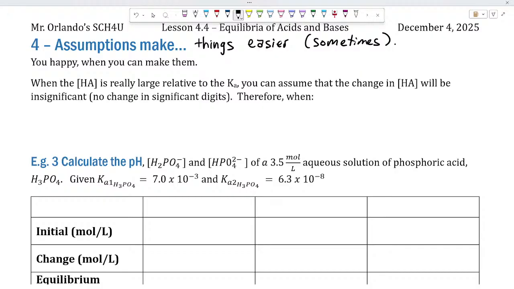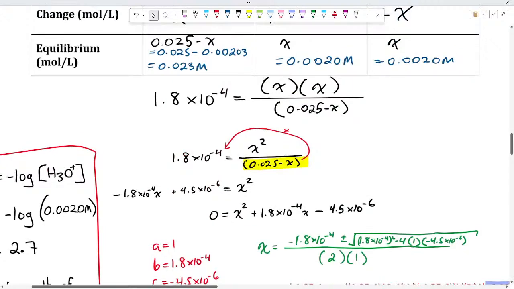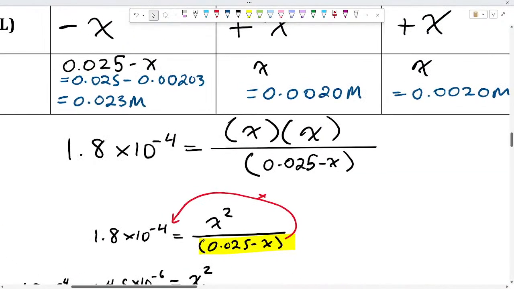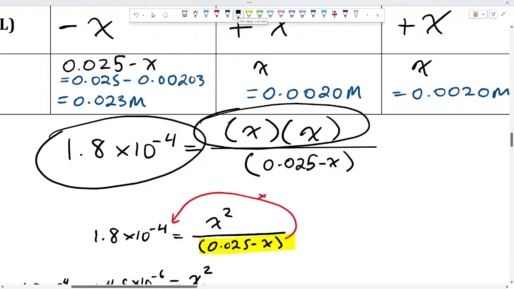Now, can everyone put their pencil down? Because I don't want you to actually do this, but I want you to take a look at something. Is that fair? Can we look at the previous question? I'll even do it here. But look at the previous question. Our expression ended up being this thing equals x times x over 0.025 minus x. Does that make sense? That was our equation.